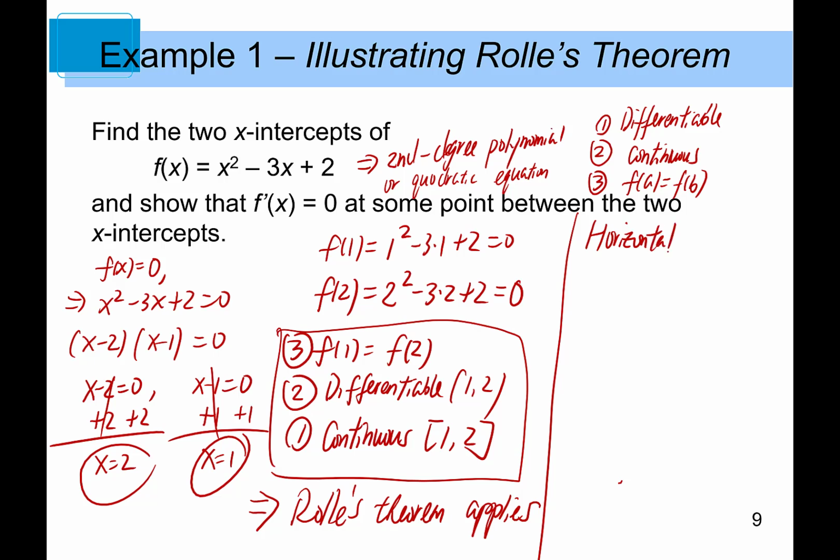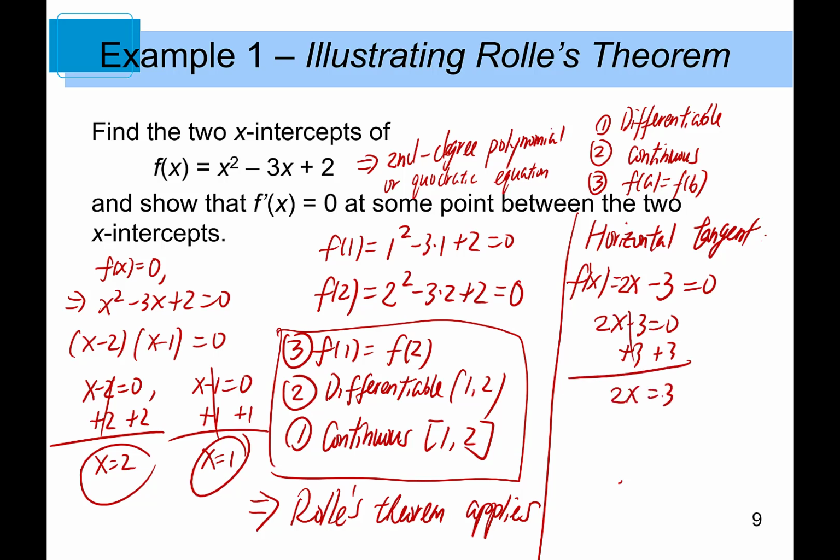We take the derivative. f prime of x equals 2x minus 3. Then if you set that equal to 0, you find the horizontal tangent. So 2x minus 3 equals 0, and solve for x. Adding 3 to both sides of the equation, 2x equals 3. Divide both sides by 2, x equals 3 over 2. So this is the only place where a horizontal tangent occurs.